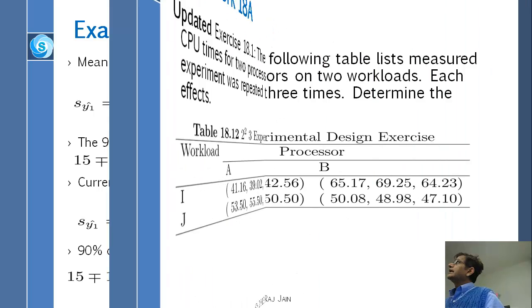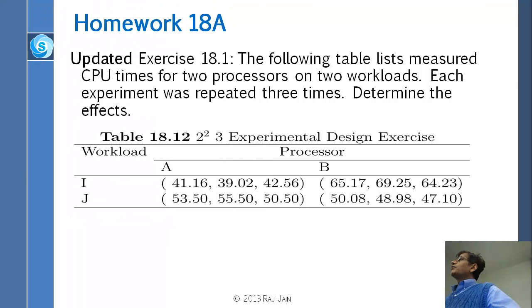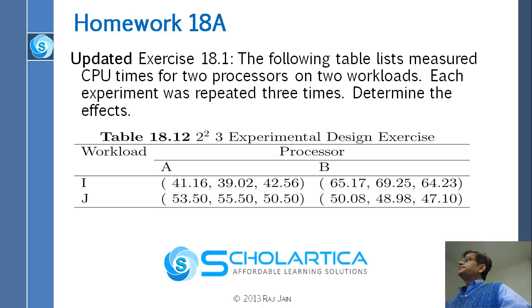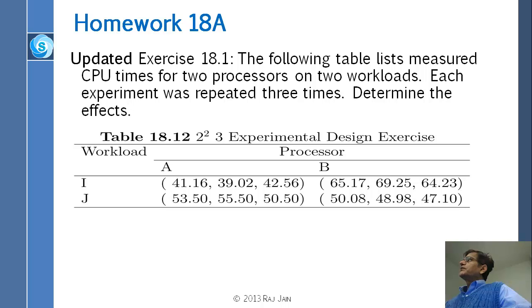All right, so now we have a homework. This is just a repeat of the 2 raised to 2 times 3 design. So we have 3 values of A, and 2 factors, A and B. You have to prepare the table and determine the effect. So this is kind of simple. We should have more than this. This one is simply saying that you determine the effect. So all you have to do is find out q0 through qAB.